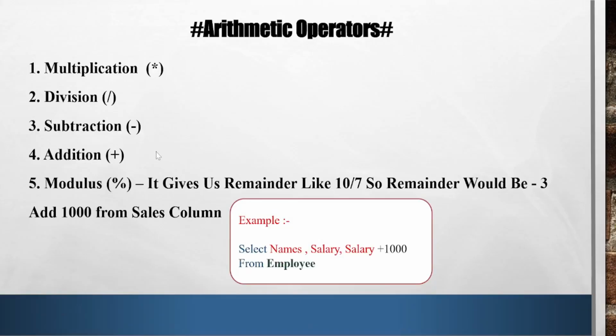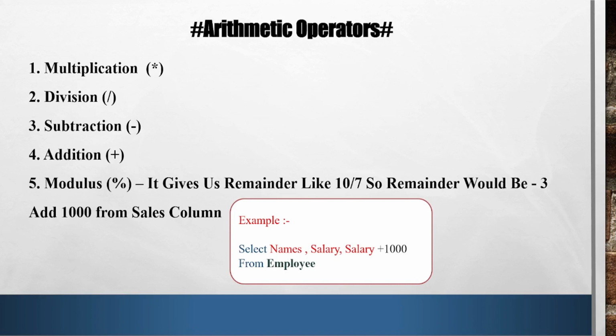And the rest of the operators you can explore by yourself. But I will also tell you about one more operator, which is modulus, because this operator can make you confused. Basically, modulus means it gives you the remainder. For example, if you divide 10 by 7, the remainder would be 3. And if you use this modulus operator with the percent sign, it will give you 3. The rest of the operators you need to explore by yourself. And now let's talk about the next type of operators.